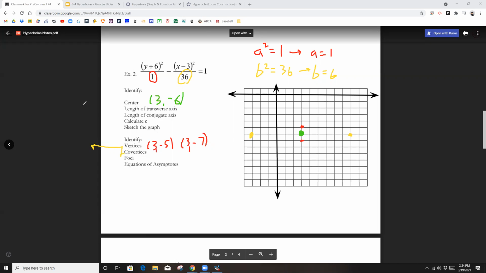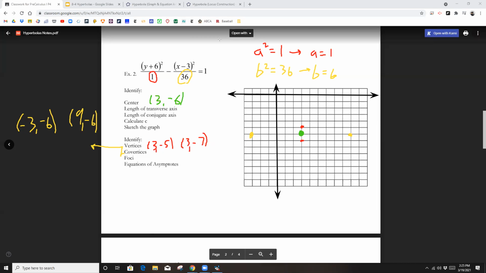If the center's at (3, -6), we're going to take 3 and move to the left 6. So subtract 6 from 3 and we get -3, but it has the same y coordinate as the center because it's on the same horizontal line as the center. Then the other one would be to the right 6 units. So add 6 to 3, you get 9. So it's at (9, -6). Now you got those 4 points in yellow and in red.